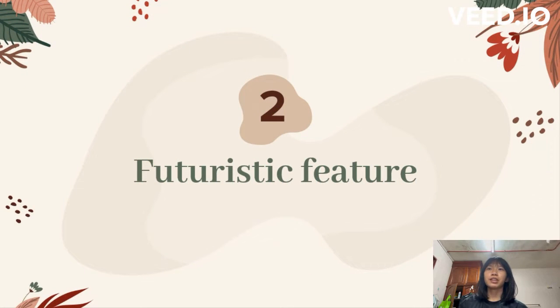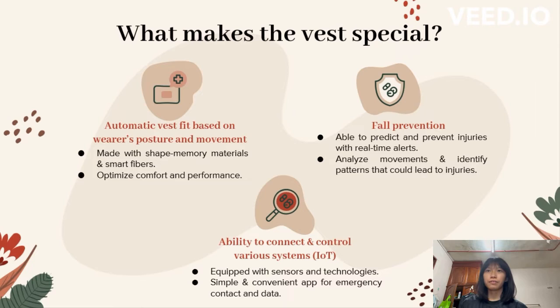Now I will move on to the next part, which is futuristic features. During the design phase, we focus on what makes the vest special for the future. First, we think about the comfortability of the patient or the user of this vest. We embedded an automatic vest fit system based on various posture and movement. Besides, the vest is made with shape memory materials and smart fibers. By integrating smart fibers technology, the vest has distributed pressure sensing, temperature sensing, and actuatory tasks like health monitoring, energy harvesting, or active vibration damping.